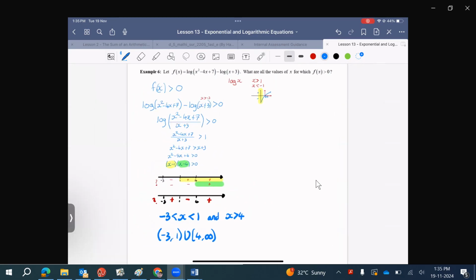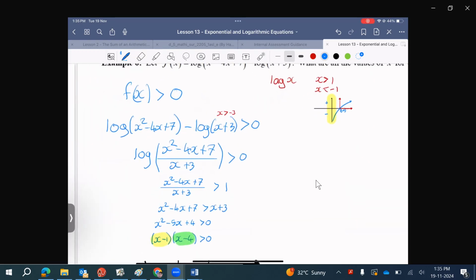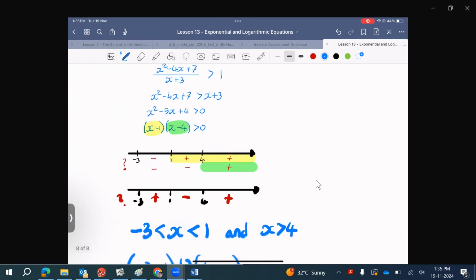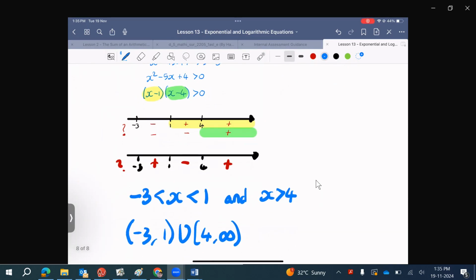Right, that's it for today. Just a little bit of a zoom in here for you guys. So there we go, there's the solution. There's the examination of the signs, and then the final answer.